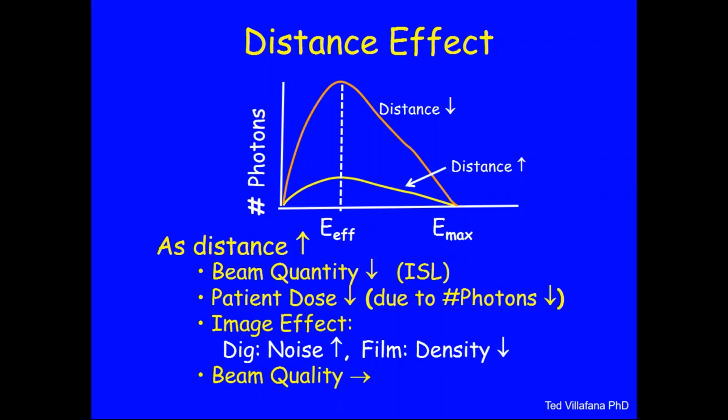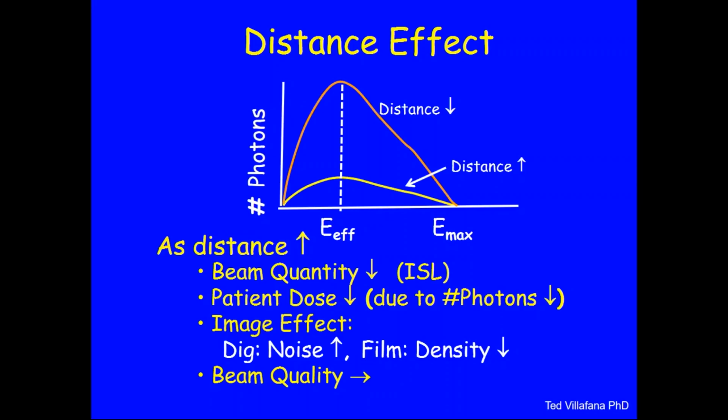What happens to the image effect? Well, remember we talked about the noise in a digital system? The noise depends on how many photons you have. But wait a minute. If you have fewer photons at the longer distance, then you're going to get more noise. Noise and photon number go in opposite directions. So if the intensity of X-rays goes down, the noise goes up. And if you're in a film modality, well, then if you have less radiation incident on the film because it's further away, then the density, how black it will get, will be less and less.